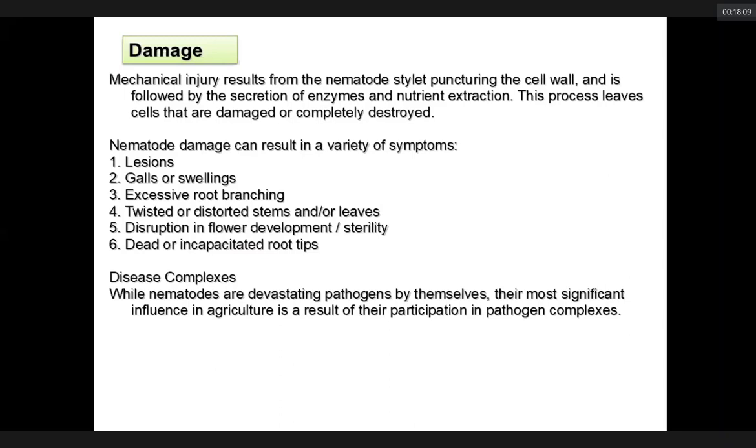And what is phyllosphere? The above ground plant part, where leaf, flower, fruit, stem, twigs and branches remain. Above ground plant part, we call it phyllosphere. You understand? And rhizosphere is the below ground region where the root systems are distributed.